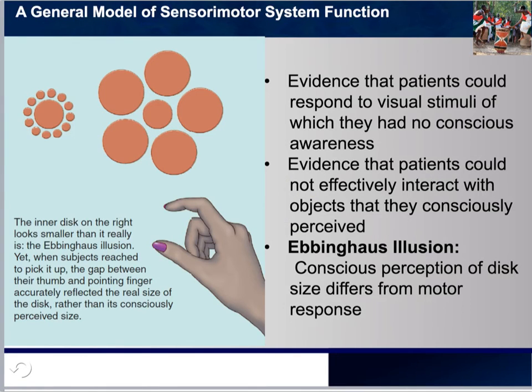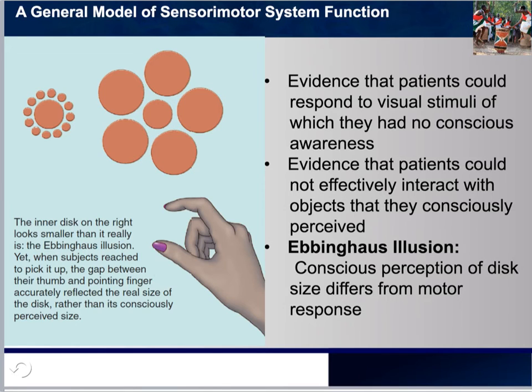As I've already stated several times, behavior can be extremely complex. There's evidence that demonstrates that patients could respond to visual stimuli of which they had no conscious awareness. That is to say that if we were to ask you something and you say, well, I don't know, but nonetheless your brain may be adapting and adjusting to respond in a way that would seem otherwise, almost as if you did know.